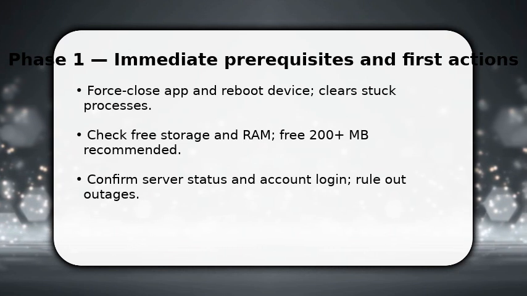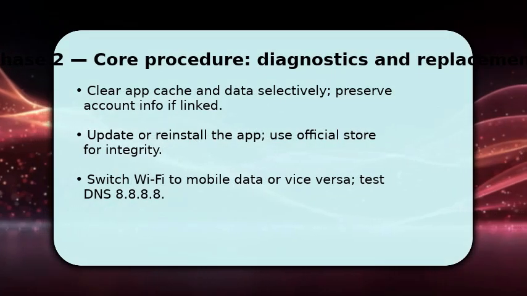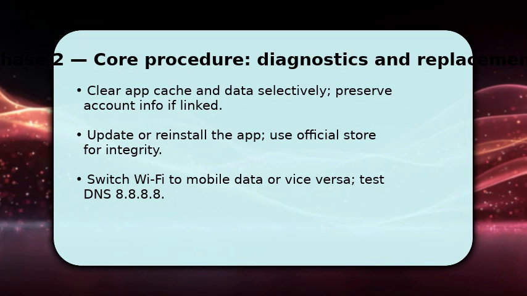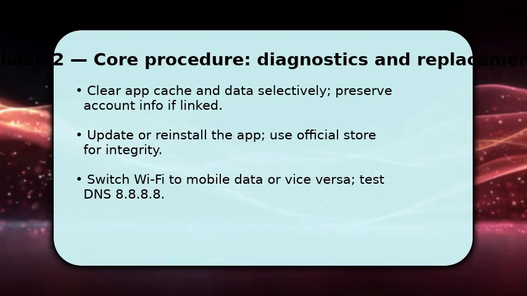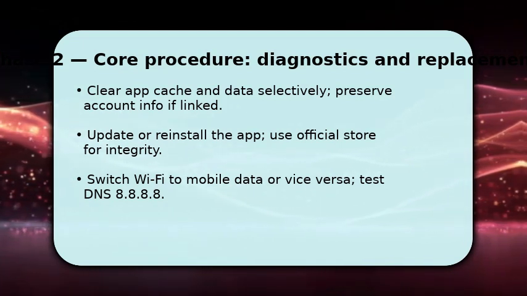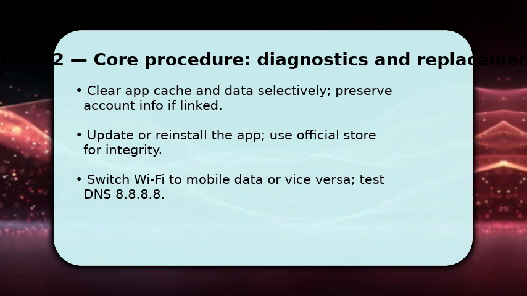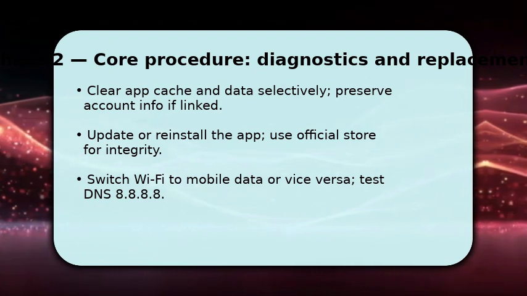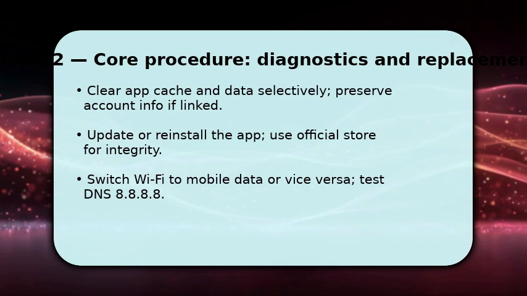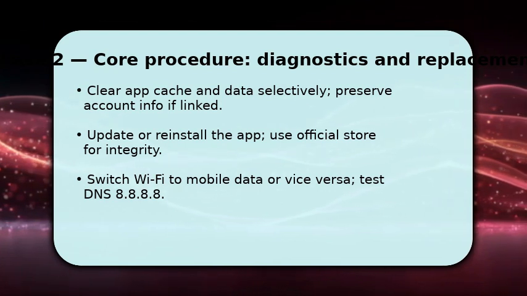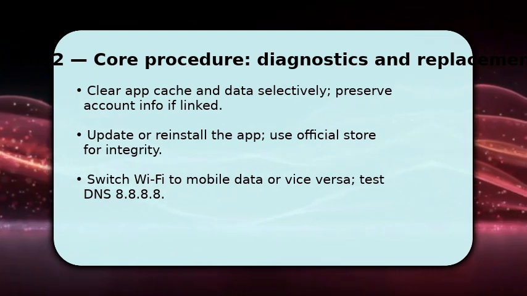You now address the middle layer, app integrity and networking. Clear the app cache first because corrupted temporary files often stop startup. If problems persist, clear data only after ensuring your account is linked to avoid loss. Then update the app from the official store or reinstall it. This restores missing files and fixes corrupted binaries.